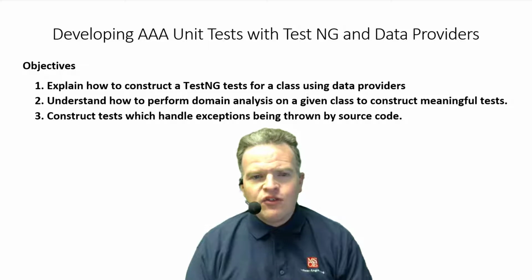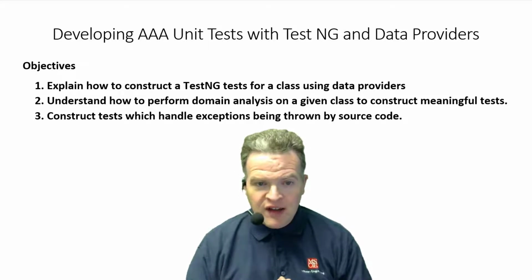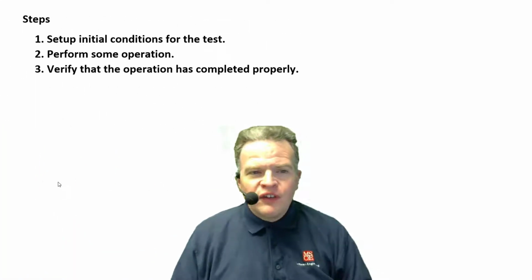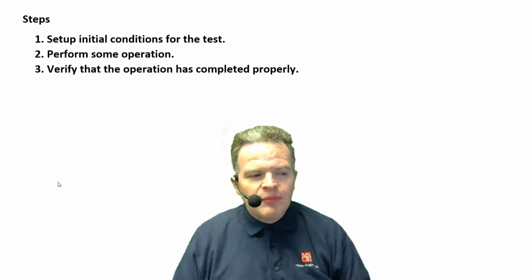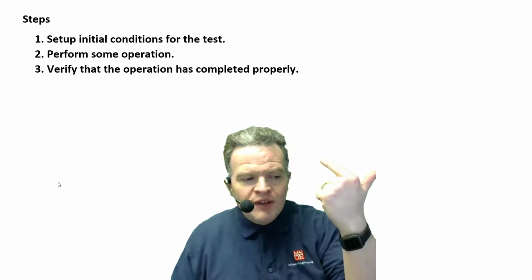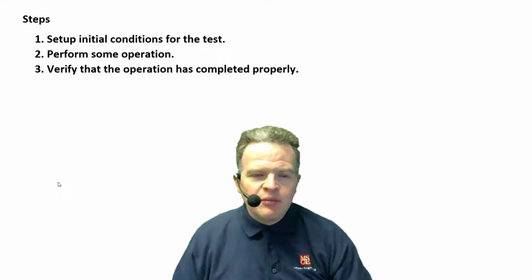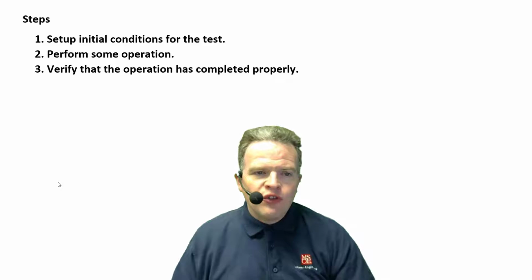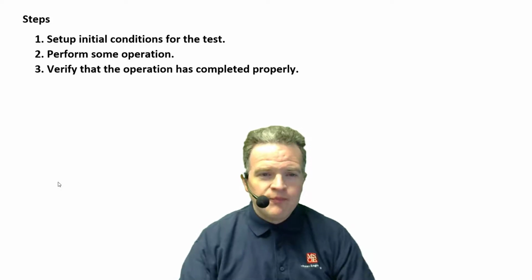The key thing is that these data providers really cut down on the complexity of our tests. So just to review, when we have a test, we really follow three steps. We set up our initial conditions for our test, we perform some type of operation on that test, and we verify that that operation has been completed properly. Those are the three steps that we do with every type of test, especially down at the unit test level.